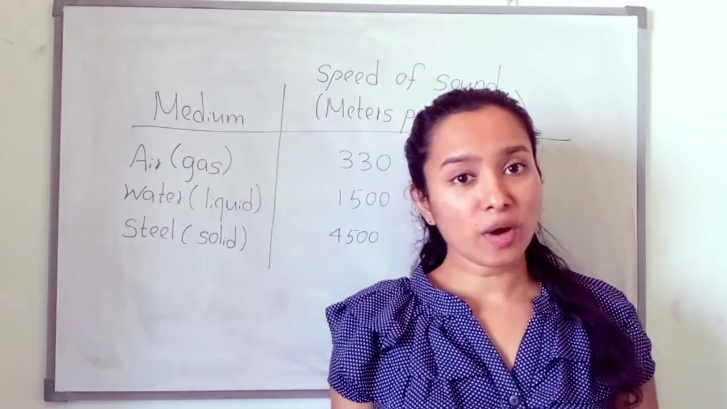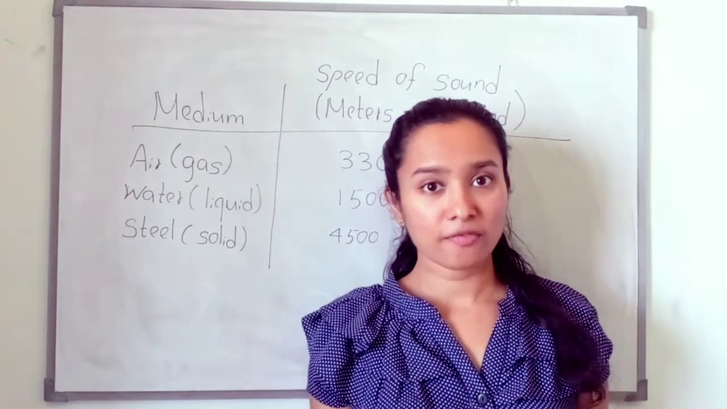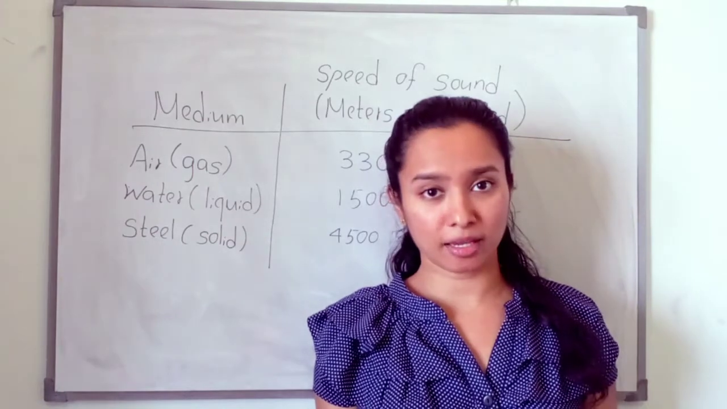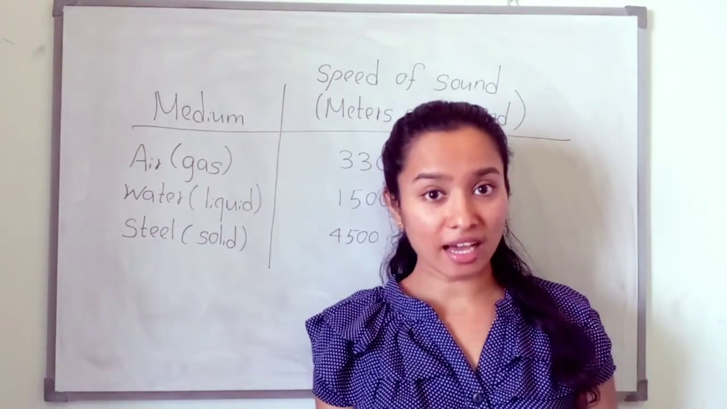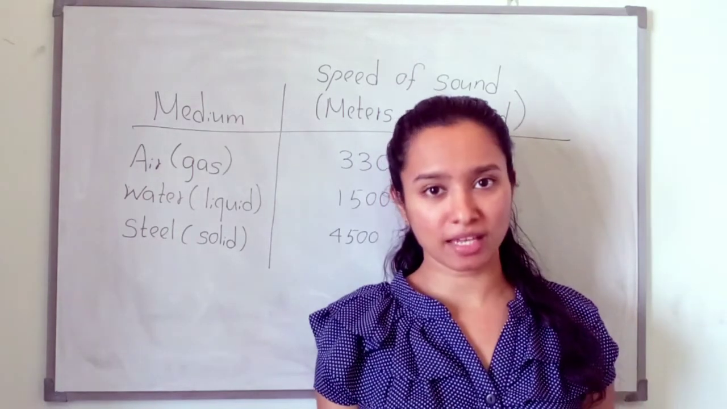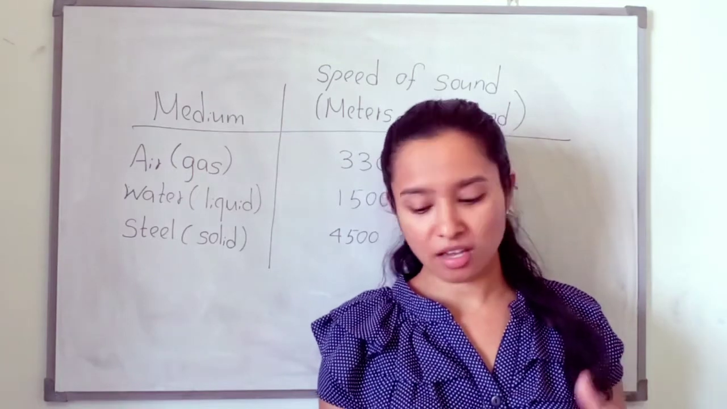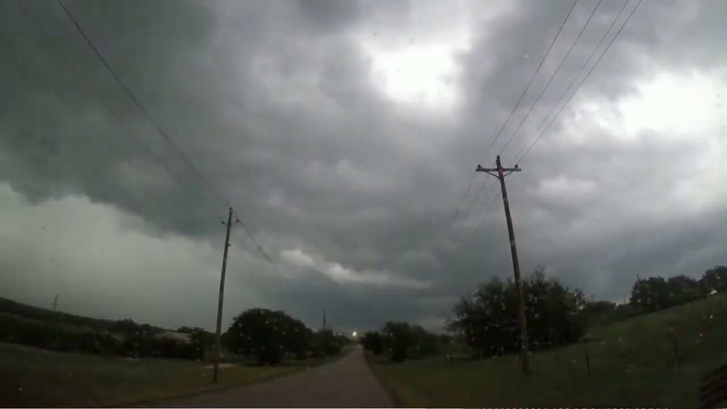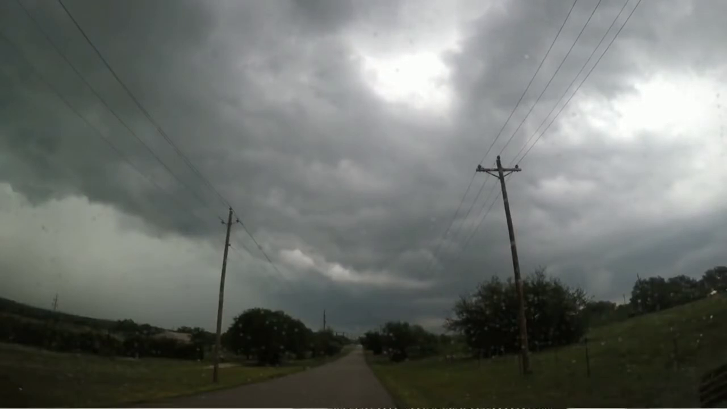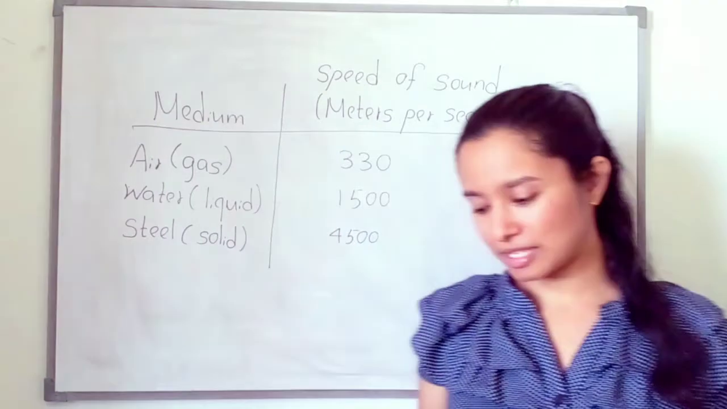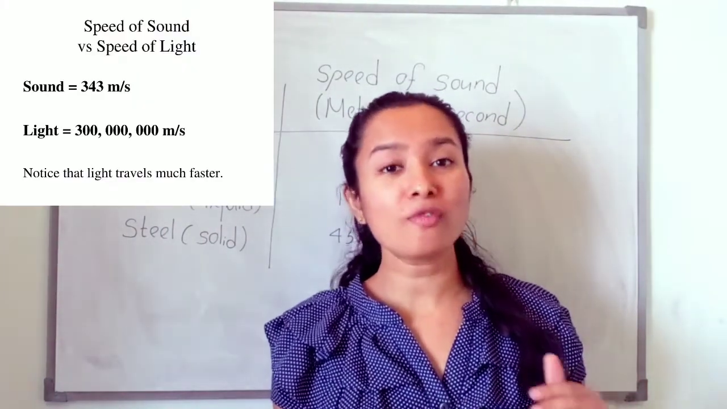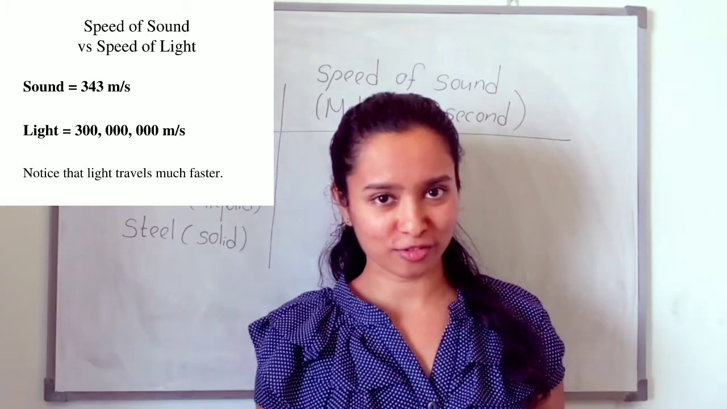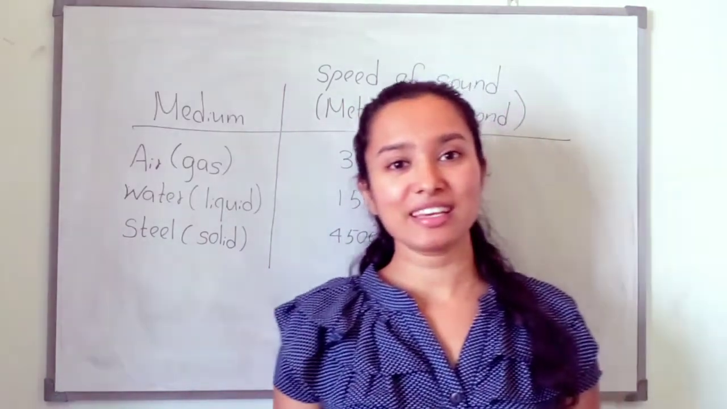You have heard the sound of thunder. When there is thunder and lightning, do you know the sound and the light are emitted at the same time? But we hear the sound a few seconds after seeing the light. What's the reason? The speed of sound is lower than the speed of light. That means the speed of light is higher than that of sound.